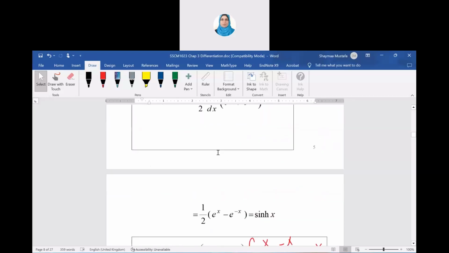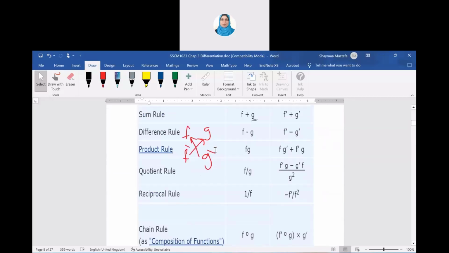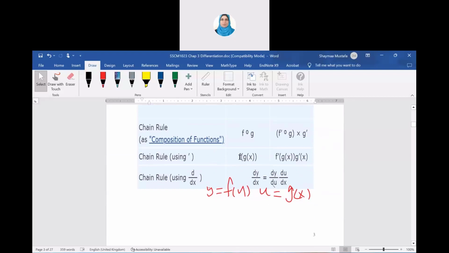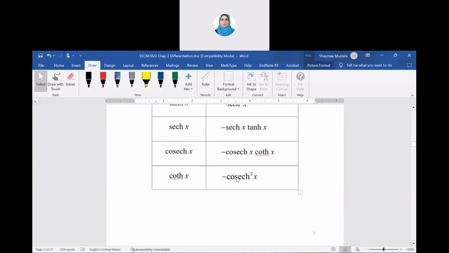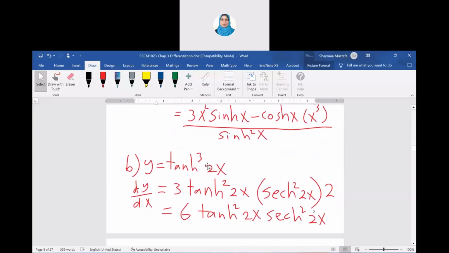If you go back to the chain rule here, if I have f of g of x, you need to find the derivative for f, but you need to keep g of x. Then the derivative for g will be multiplied outside. So here when we need to find the derivative for the power, the power will become the constant. 3 will become 2. That's all. Tan 2x we keep as tan 2x.